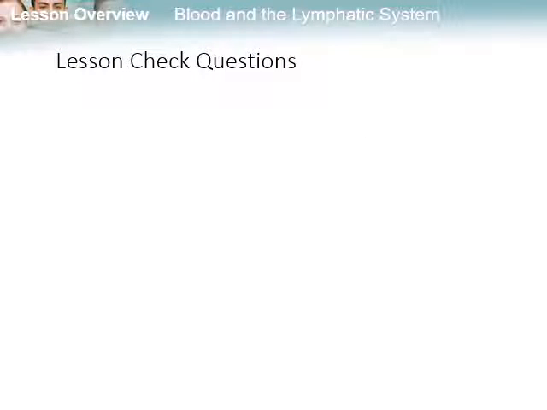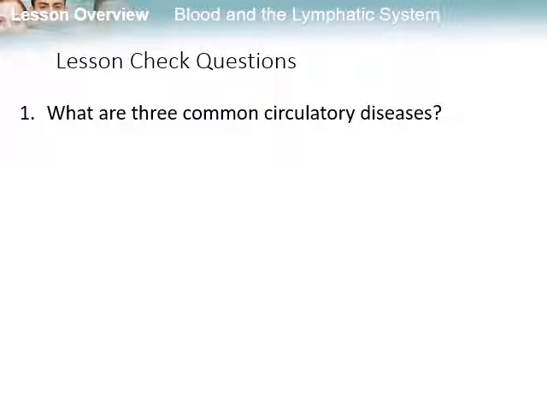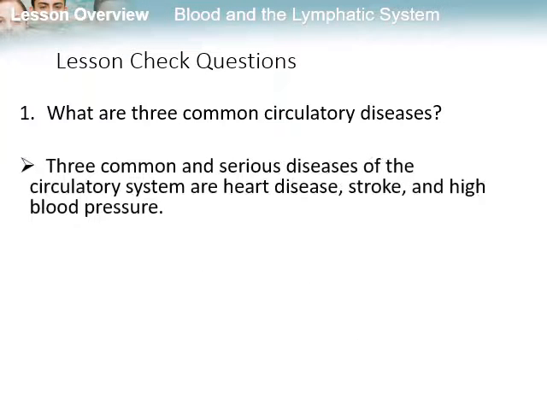As we are done with today's lesson, let us answer the following lesson check questions. Question number 1. What are the 3 common circulatory system diseases? Well done. 3 common and serious diseases of the circulatory system are heart disease, stroke, and high blood pressure.